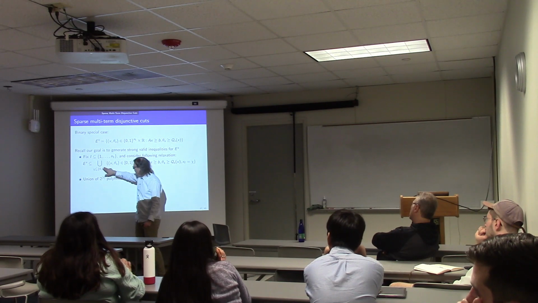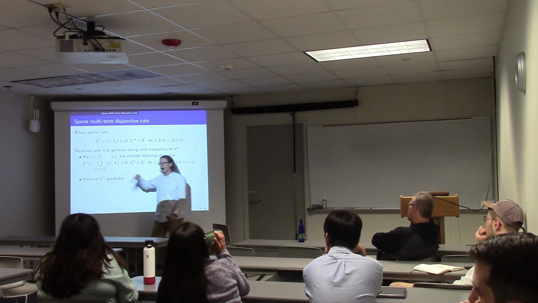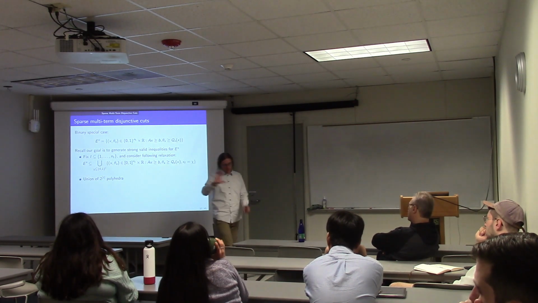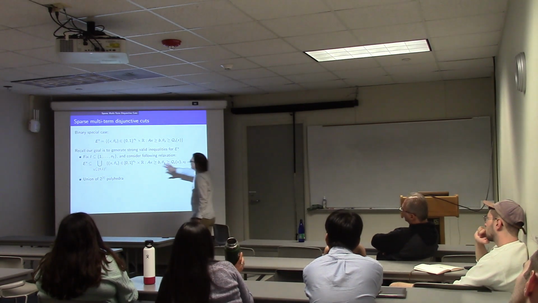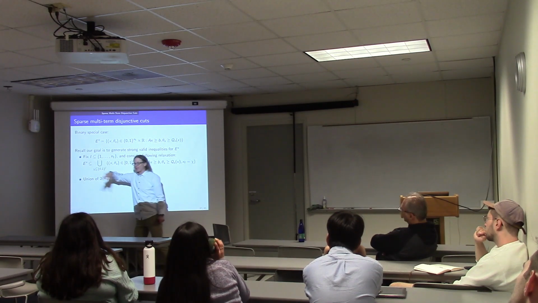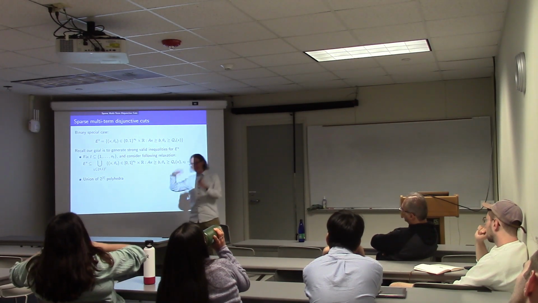Now, given a fixed subset of variables I, this is 2 to the cardinality of I polyhedra. So it's a large number. Certainly, as we think about this method, think about the cardinality of I as being like 5 or 10, not like 100 or something like that.